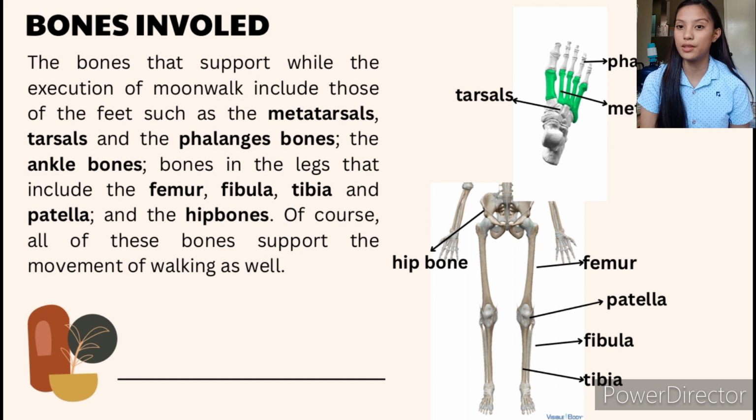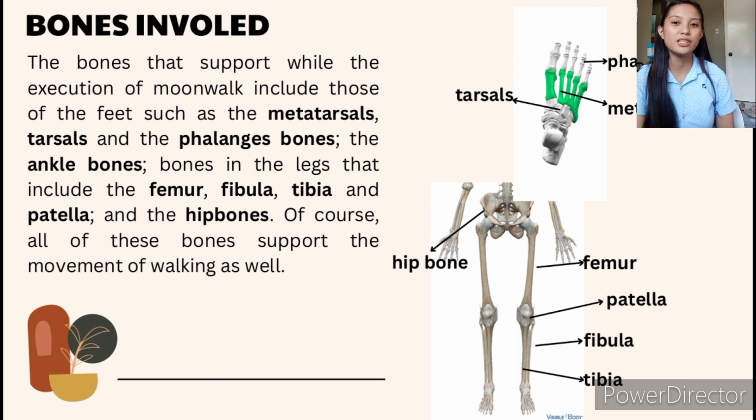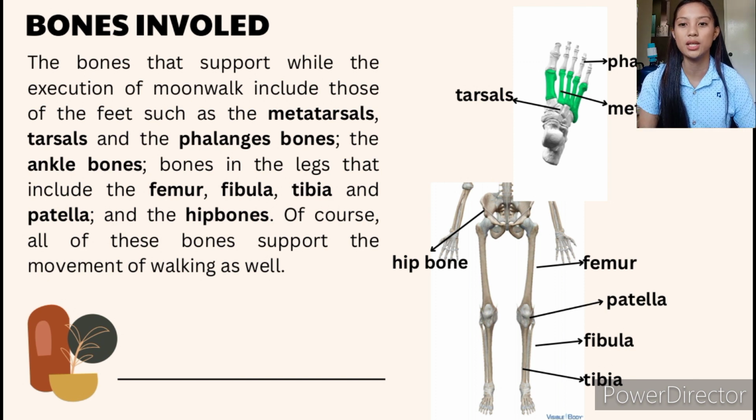Of course, if there are muscles, then there are also bones involved. These bones provide support during the execution of the moonwalk, and they include those of the feet, such as the metatarsals, tarsals, and phalanges, the ankle bones, the bones in the legs, which include the femur, fibula, tibia, and patella, and also the hip bones. Firstly are the tarsals and the metatarsals.